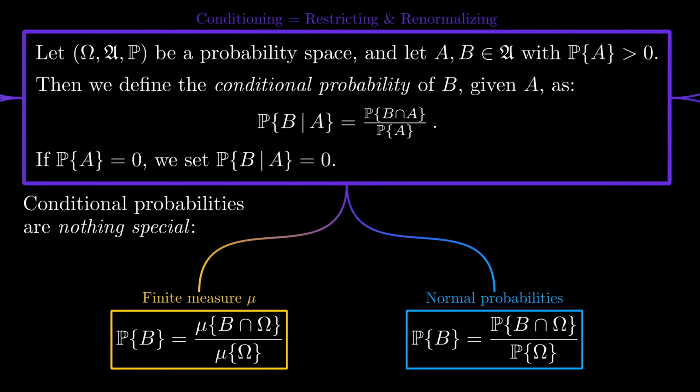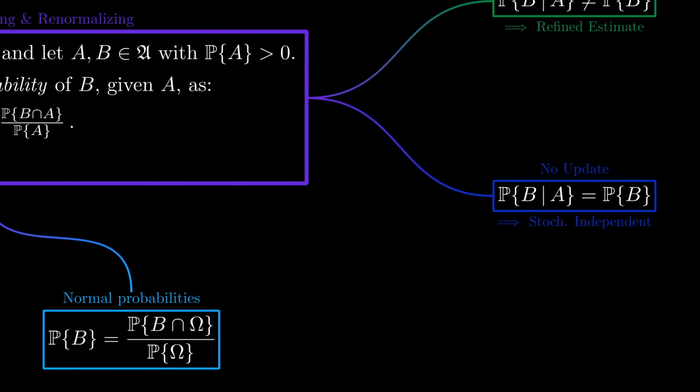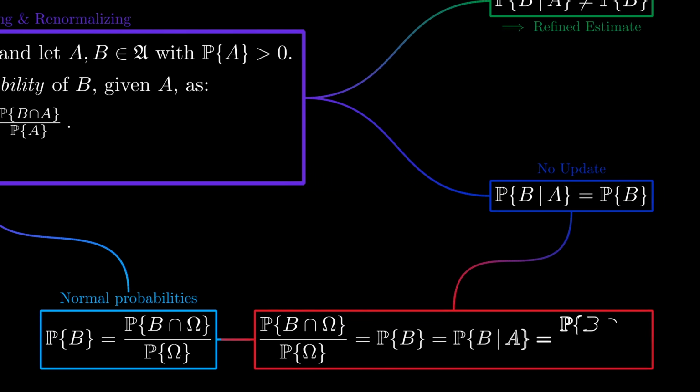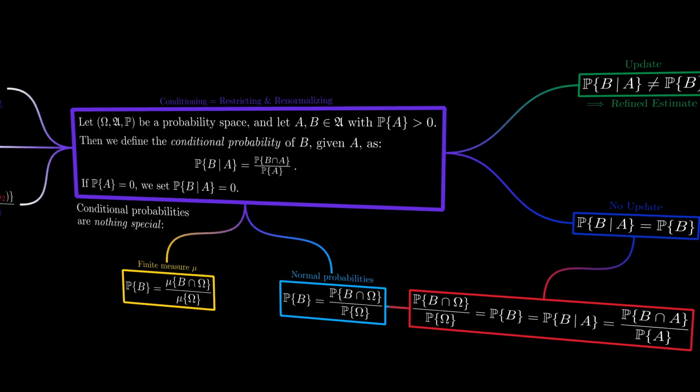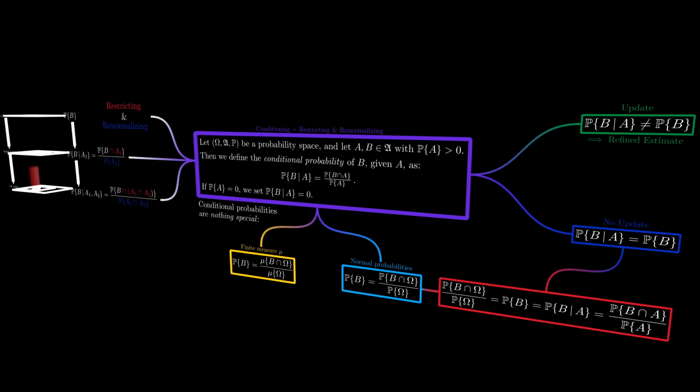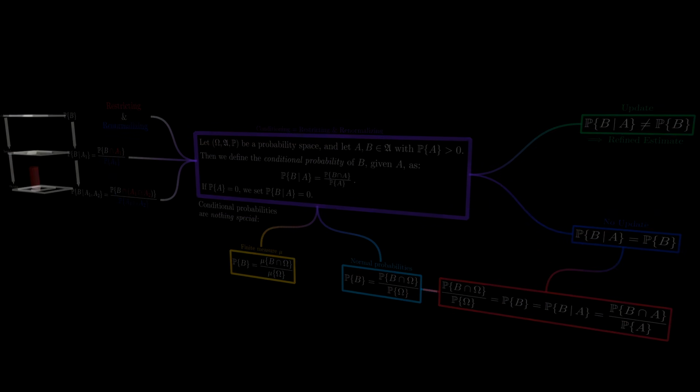Why do I think this is important? Because it shows most clearly that two events A and B are stochastically independent if the relative mass of B in A is the same as the relative mass of B in omega. Nothing more, nothing less. So, to summarize, the conditional probability tells us how to update our beliefs after receiving new information, namely by restricting and renormalizing. And stochastic independence is the special case in which this update changes nothing.